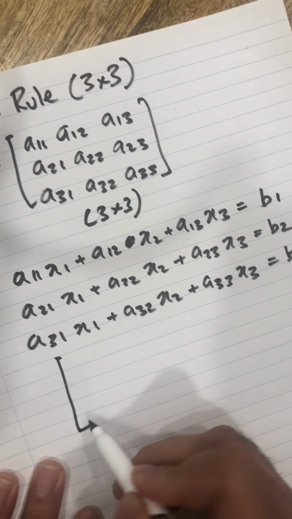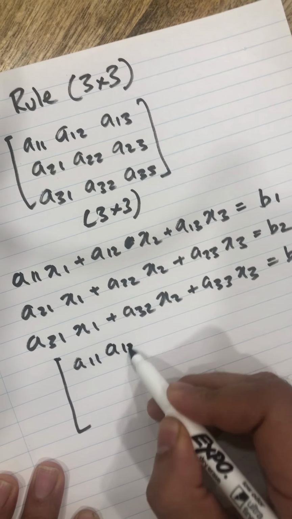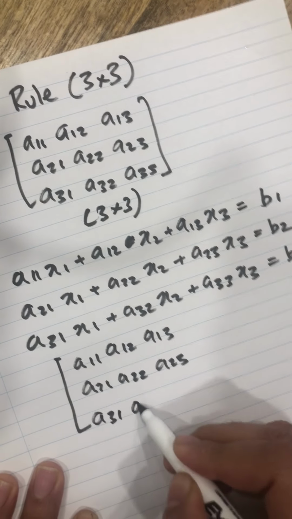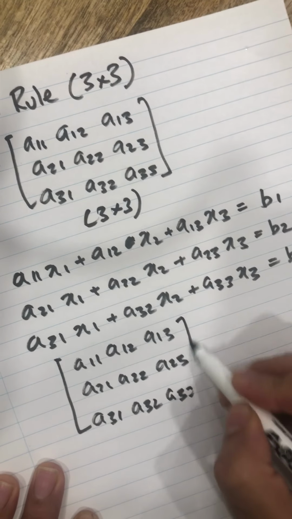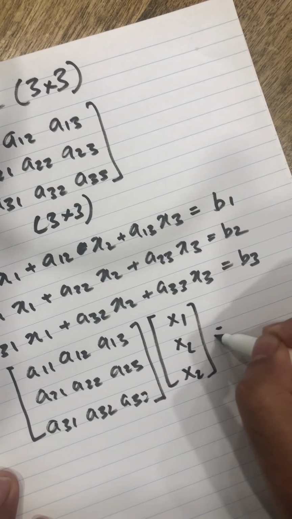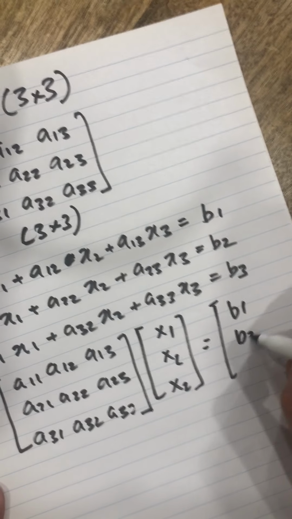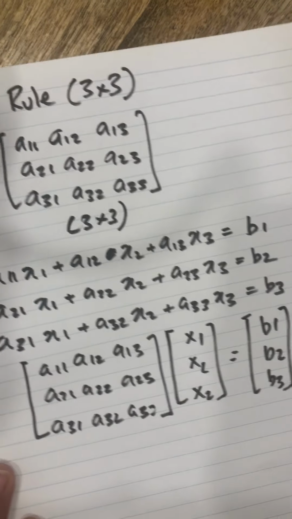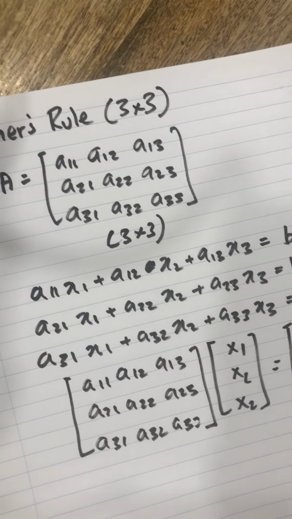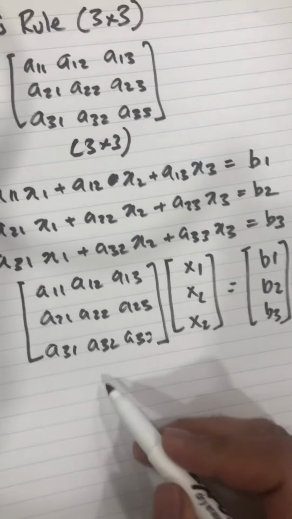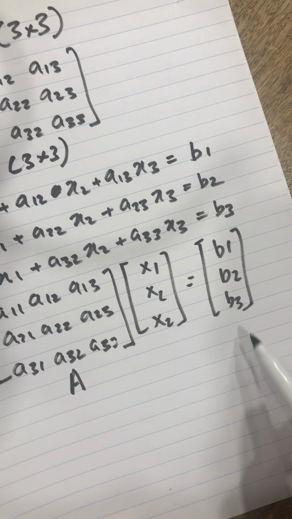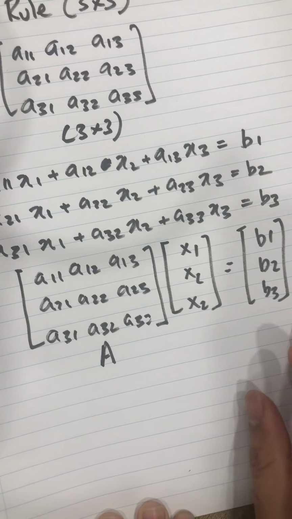So here, you can take all the coefficients a11, a12, a13, a21, a22, a23, a31, a32, a33, multiply them by the three variables x1, x2, x3, and this is going to equal b1, b2, b3. So if you have a system with three equations and three unknowns, you can write them in matrix form. The matrix A is a 3 by 3 matrix. Now how do you use Cramer's rule?